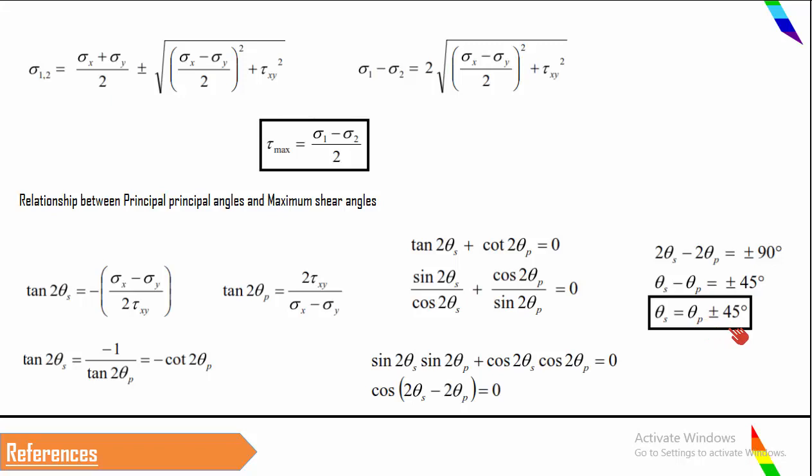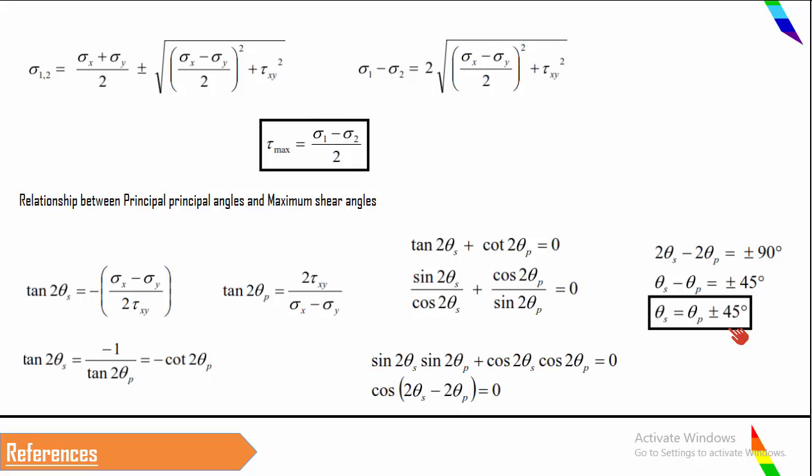That means in very simple words, if you need to find out the principal planes only, if you know the value of principal plane theta p1, you add 90 to theta p1, and it gives you the value of theta p2. If you have the value of theta p1 and theta p2, you add 45 to these two, and you will get the value of theta s1 and theta s2. So things are getting very simple.